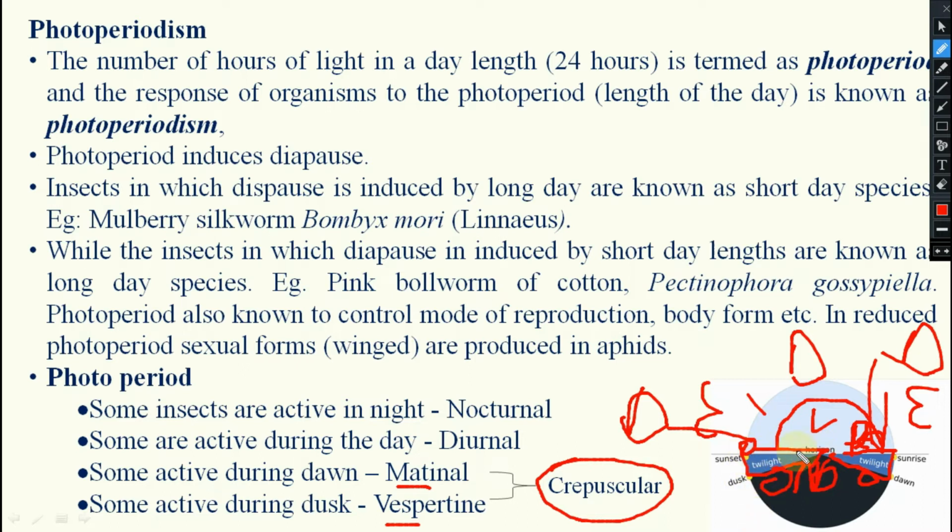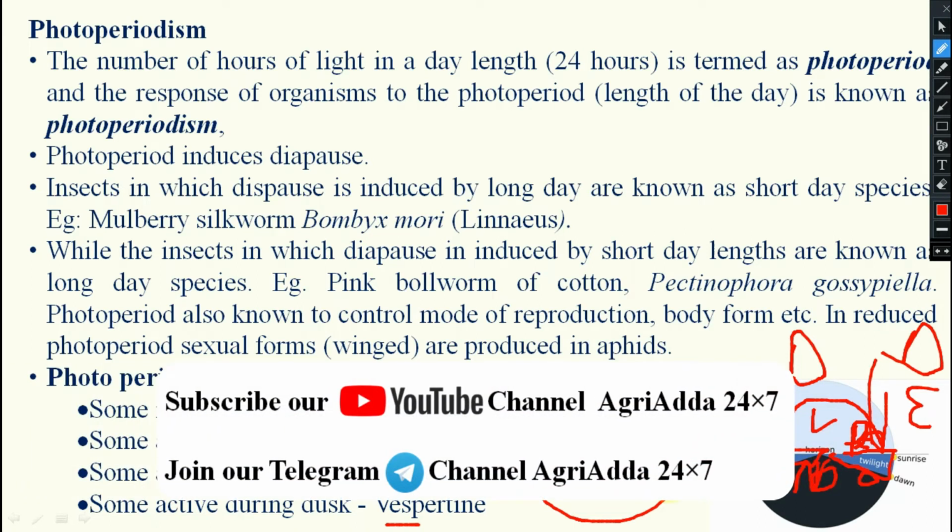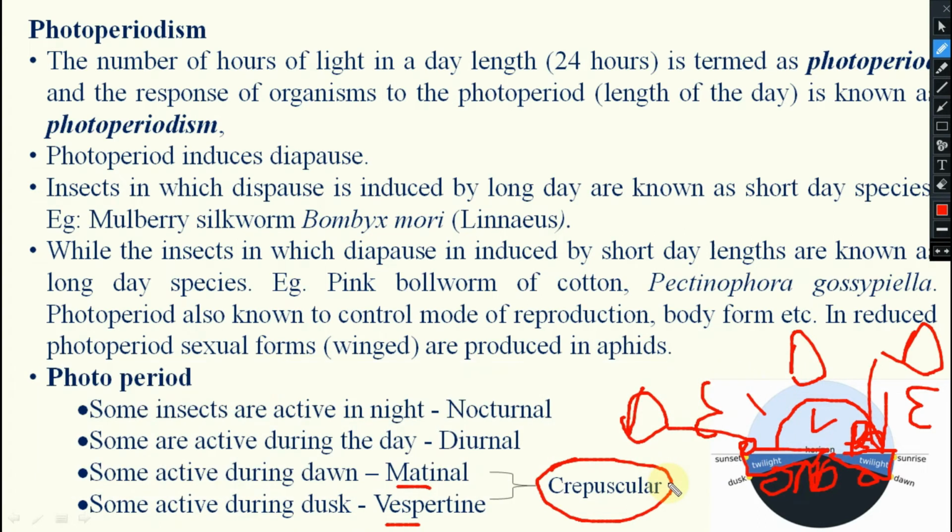This time period is known as twilight. During this time, the organisms which are active are known as crepuscular. For example, different types of fireflies, lions, short-eared owls, and the American woodcock. These are some examples of crepuscular. I hope you understood properly what crepuscular is.